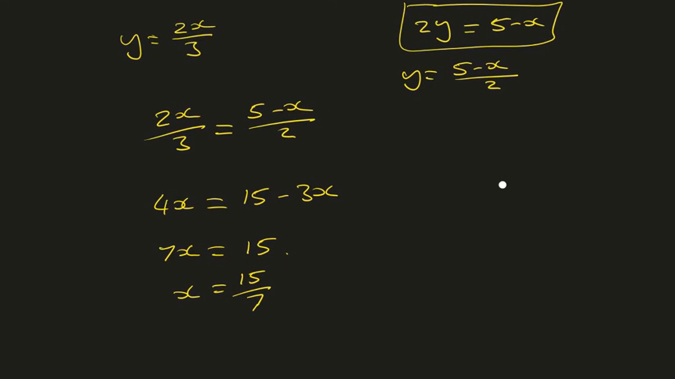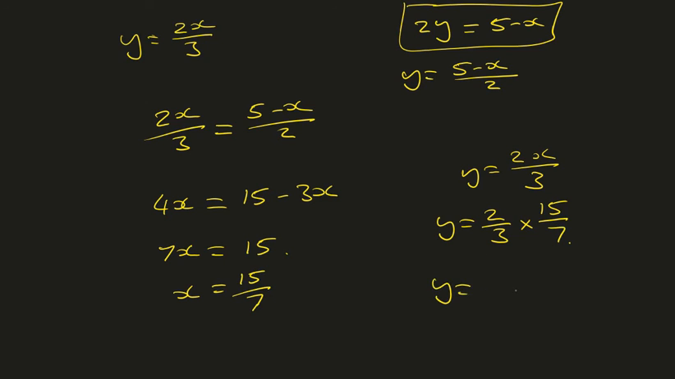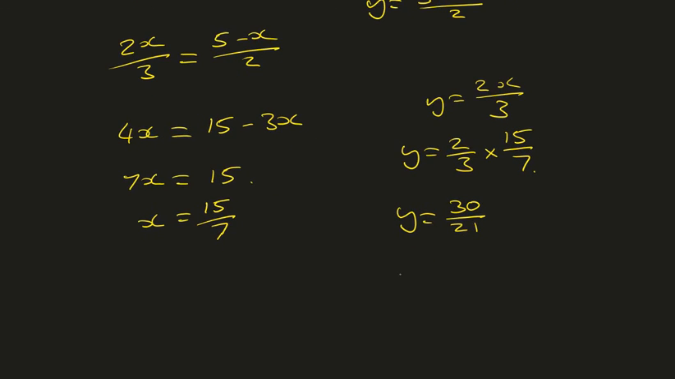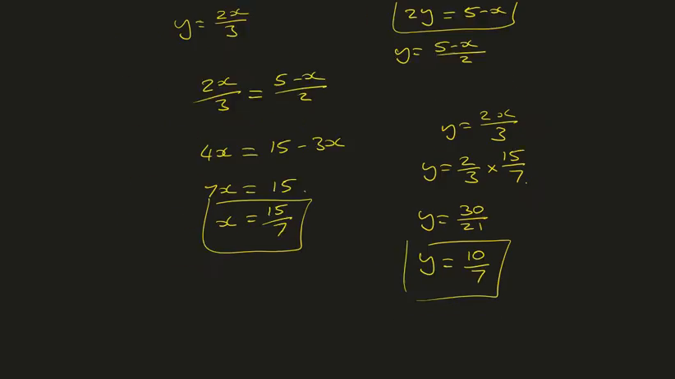Finding y, well, we can just take the 15 over 7 and substitute it into either one of our two equations for y. Let's put it in on the left-hand side. So if we know that y is 2x over 3, then y is going to be 2/3 multiplied by 15 over 7. If we work that out, we're going to end up with 30 on the top, 21 on the bottom. And then if we divide both of those by 3, we're going to have 10 over 7 for y. Look, there we go. So x is 15 over 7, y is 10 over 7.